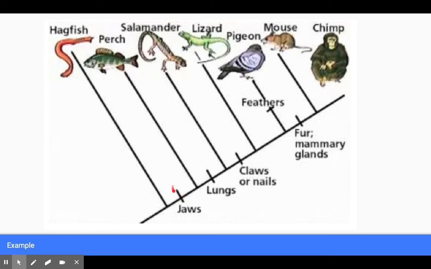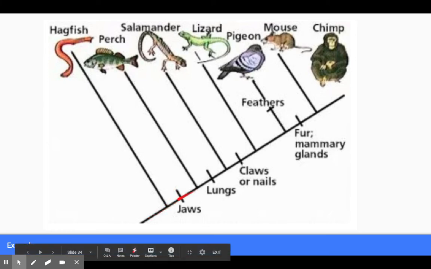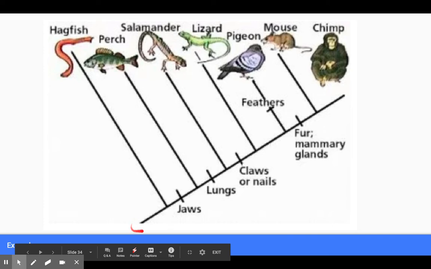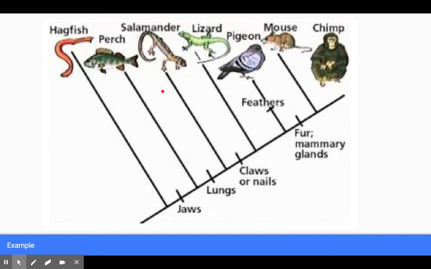Hagfish do not have jaws, right? They're not able to go through here. So that's why they are up here. This would also be our outgroup. They are the least closely related to everything else because they're the closest to the common ancestor and they don't have any of these other traits that these guys all share.